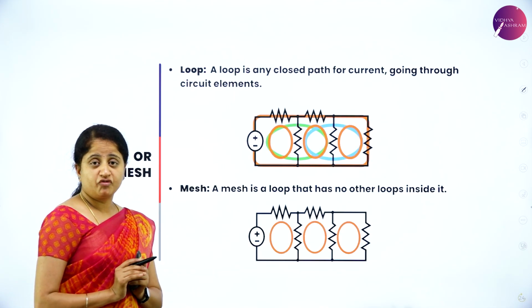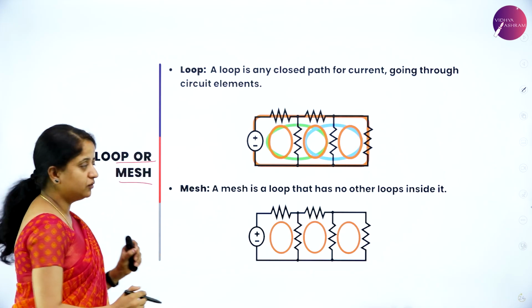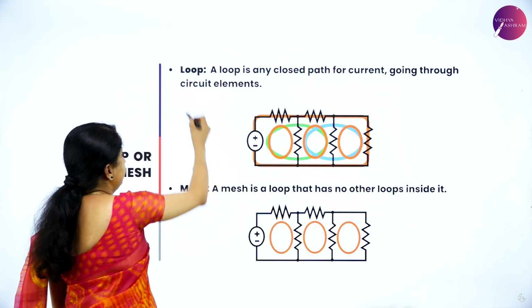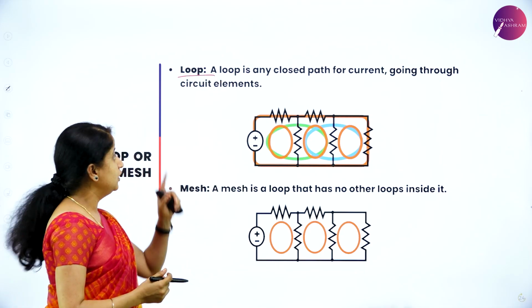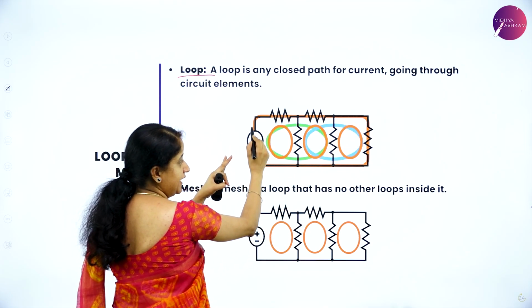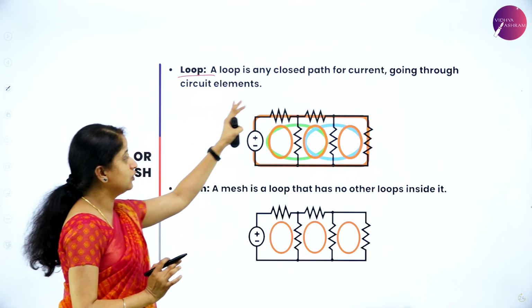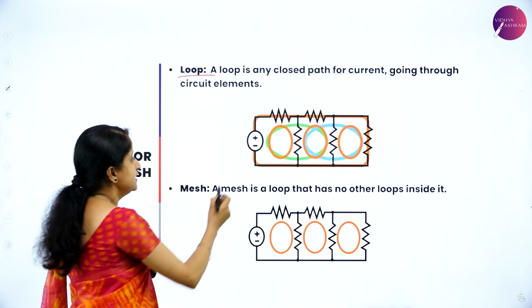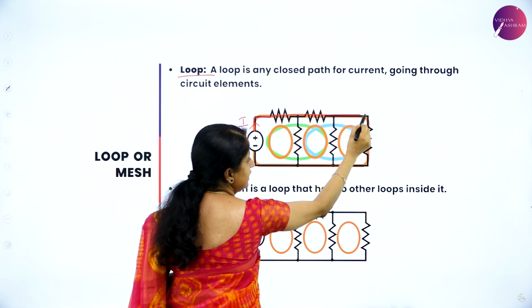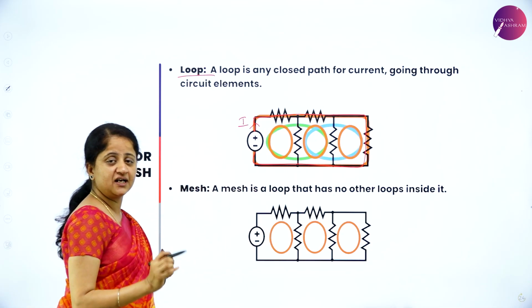To understand Kirchhoff's voltage law, we must know about a loop or a mesh. We often use these two words, loop or mesh. So let us understand what is the meaning of a loop in an electrical circuit. A loop is any closed path. You can see here, this is a closed path for current going through the electrical circuit or through the circuit elements. Here it starts from the positive terminal, so the current will pass through the circuit elements and this is a closed path. Generally we call it a loop.